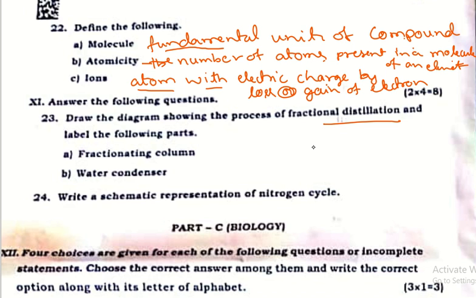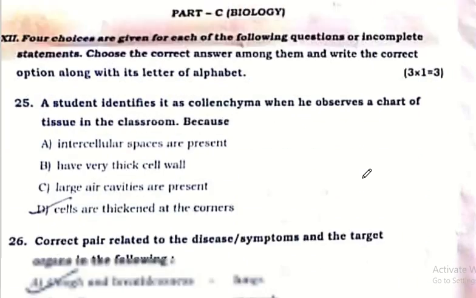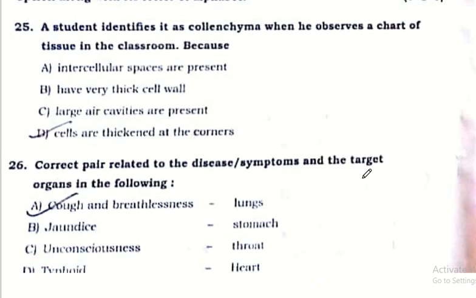That is a schematic representation of the nitrogen cycle. You already write that one, I think. Now we are moving to biology. A student identifies it as collenchyma when he observes a chart of the tissues in a classroom because, option D is the correct answer: cells are thickened at the corners.